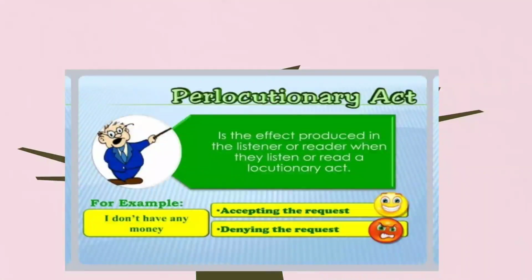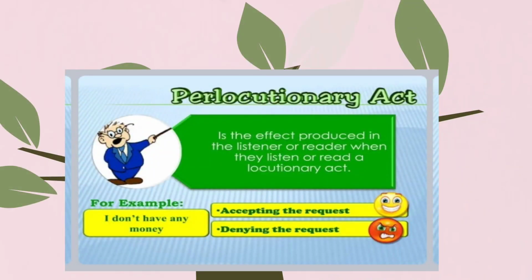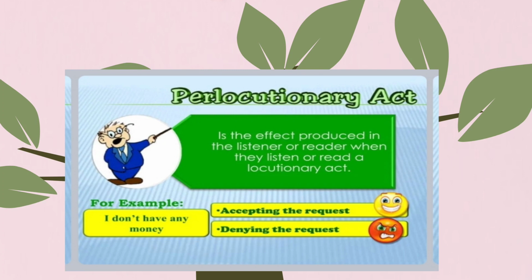For the last part, we have the perlocutionary act. A perlocutionary act is the effect produced in the listener or reader when they hear or read a locutionary act. So for example, "I don't have any money." Maybe the listener accepts the request or maybe denies the request. A perlocutionary act is the effect that an utterance has on the thoughts, feelings, or attitudes of the listener. Perlocution is an act of speaking or writing which aims to affect an action but which in itself does not constitute the action, such as persuading, convincing.